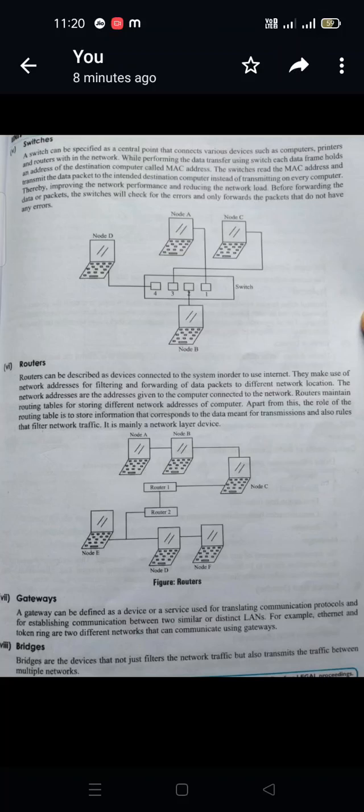Bridges are also devices which not only filter the network traffic, but also transmit the traffic between multiple networks. Filtering means that if any errors are there, they will be rectified before forwarding to the destination computer. So it transmits traffic between multiple networks, not only a single network, like how a bridge connects the two edges of a river. Here also, to connect multiple networks, bridges are used.